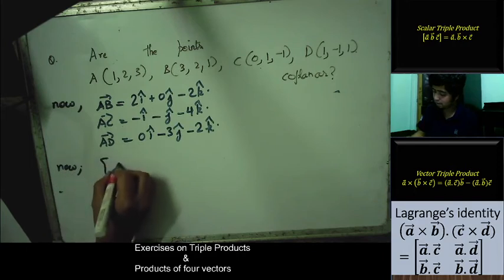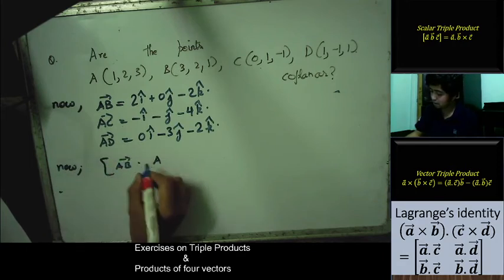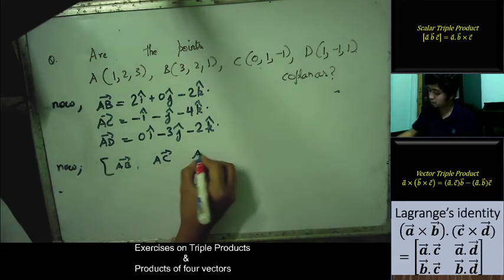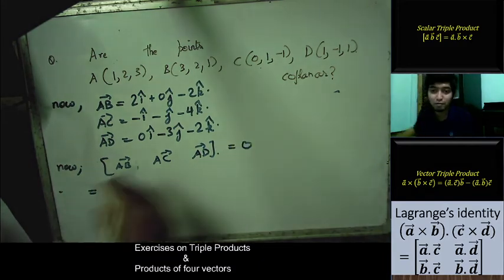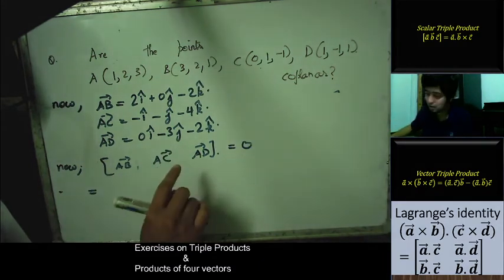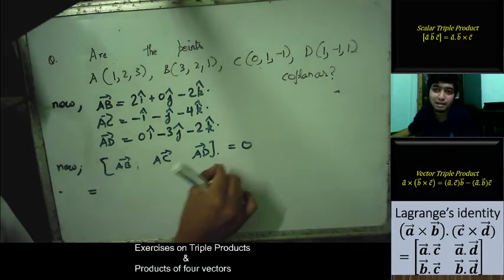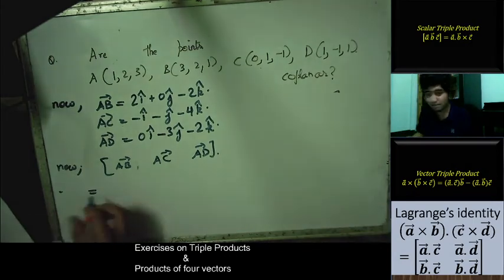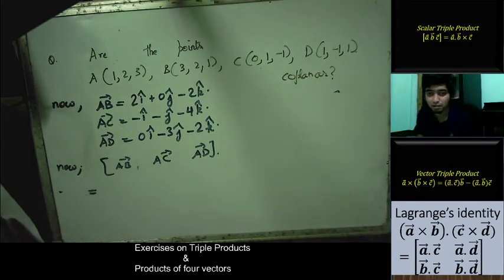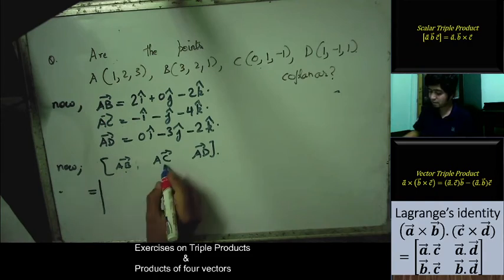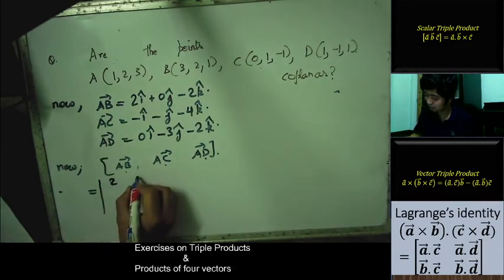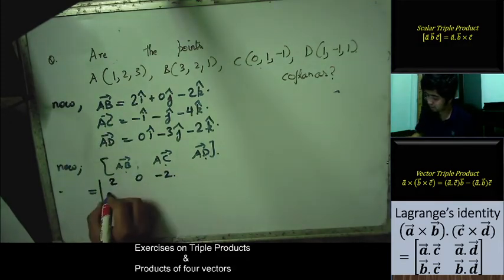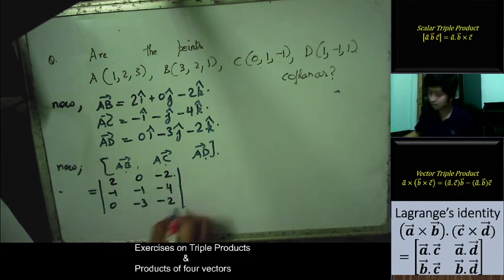Now this box product, we will calculate it. That is why I am not writing 0 over here. I want to check whether it is equal to 0 or not. I cannot write from the very beginning that it is equal to 0, so I will still write equal. This one is a vector, vector, vector, so if you remember the formula, it is given by the determinant 2, 0, minus 2, minus 1, minus 1, minus 4, 0, minus 3, minus 2.